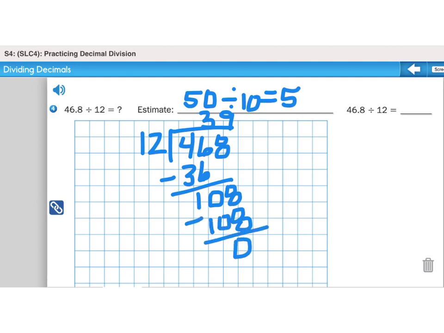Okay, so our answer is 39, but remember, for our problem we have to make it close to our estimate. Our estimate up here was 5, so that means we're going to have to put the decimal point right here between the 3 and the 9. So our answer is 3 9/10.